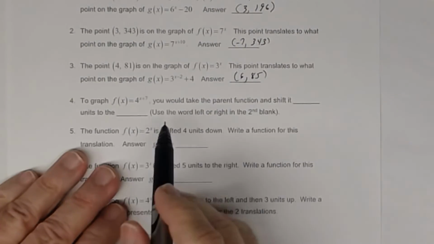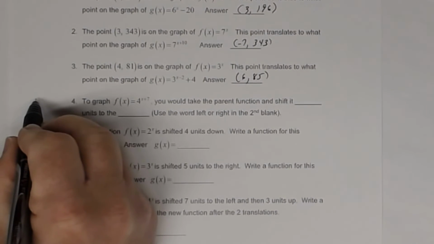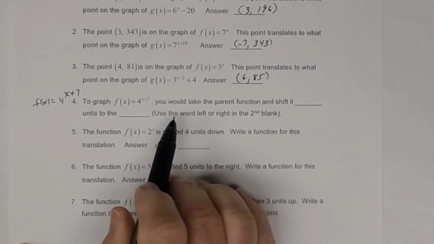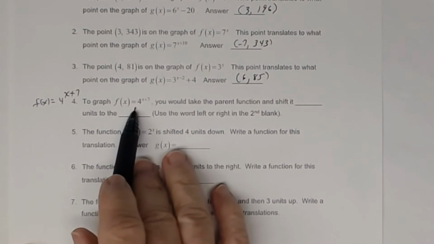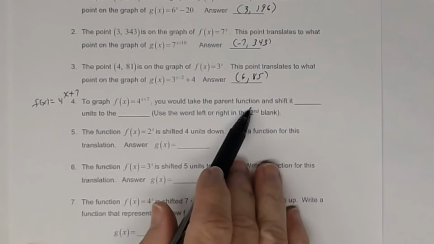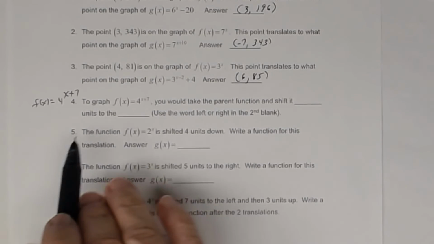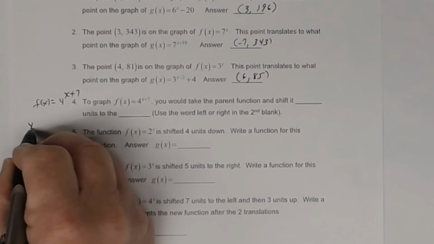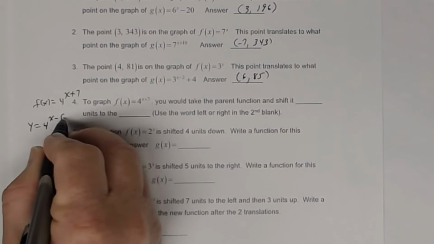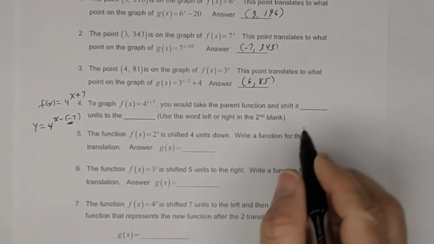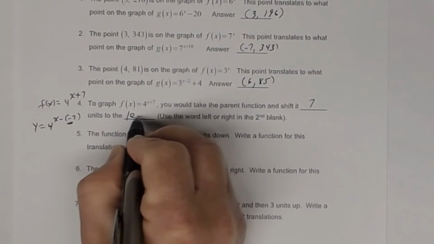All right, number 4. So number 4, you have the function, let me go ahead and write it over. It's f of x equal 4 to the x plus 7. All right, so it says this. To graph this function in terms of translations, you would take the parent function and shift it blank units to the blank. All right, so remember, this is a horizontal translation, right? So think of this as being 4 to the x minus a negative 7. So that negative 7 means I'm going to go to the left 7 units. So you're going to shift it 7 units to the left.